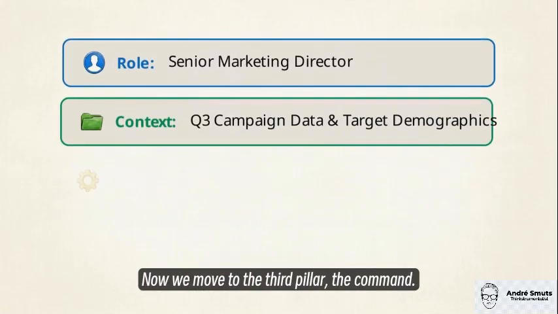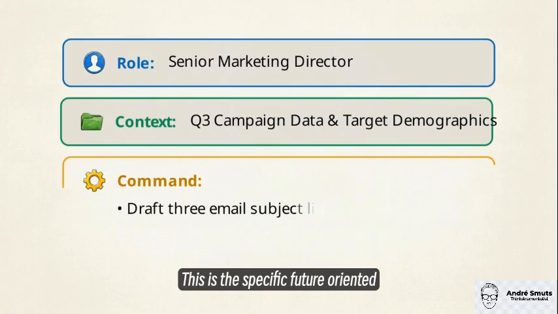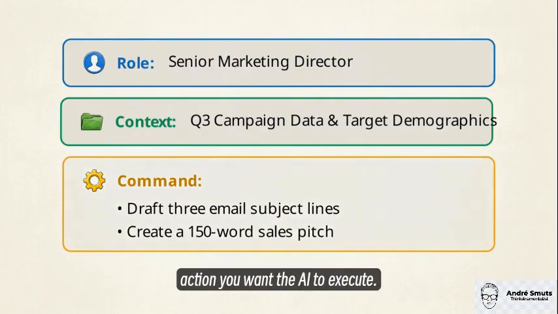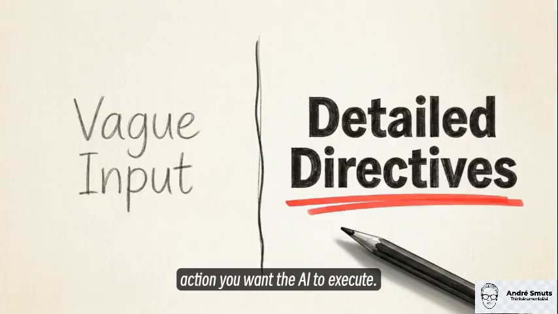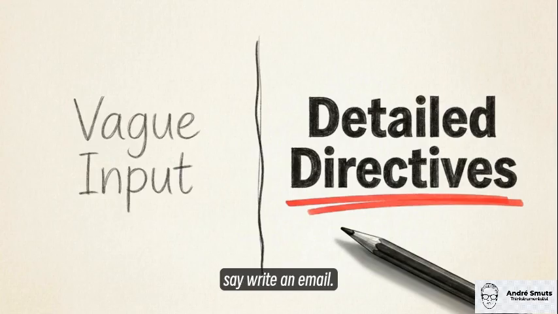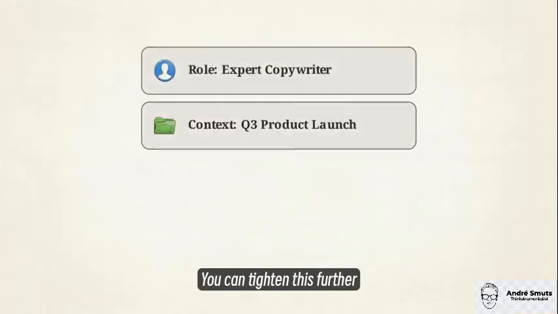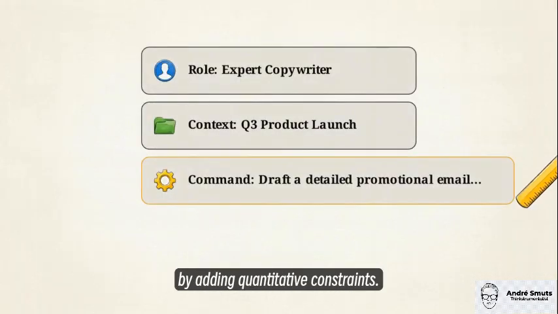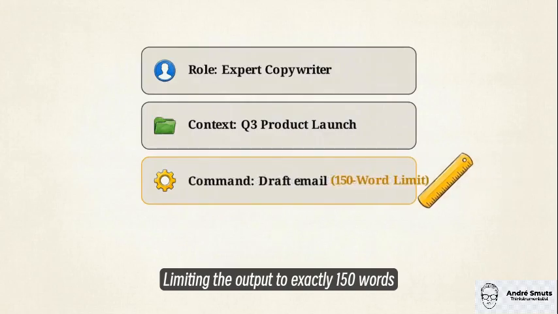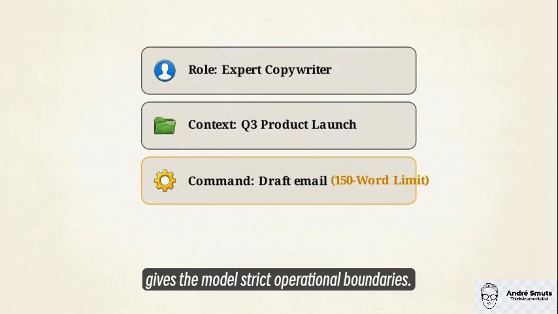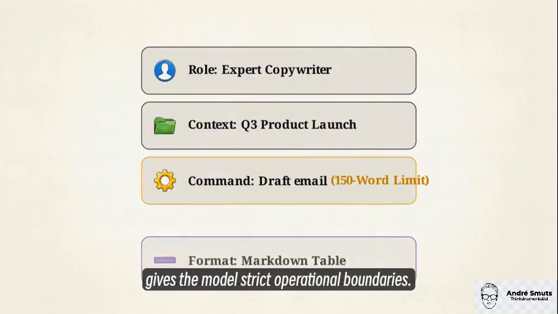Now we move to the third pillar, the command. This is the specific, future oriented action you want the AI to execute. A weak command says, write an email. A strong command says, draft three compelling email subject lines and a sales pitch tailored to healthcare leaders. You can tighten this further by adding quantitative constraints. Limiting the output to exactly 150 words gives the model strict operational boundaries.